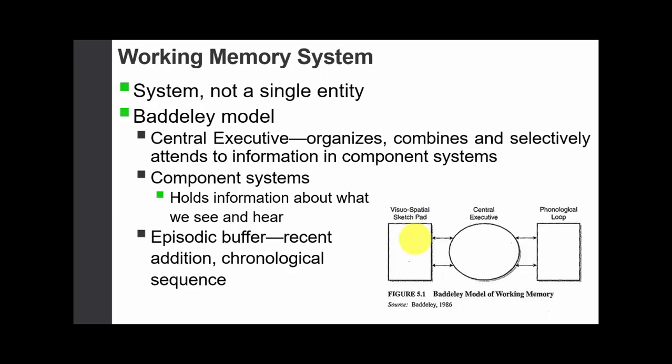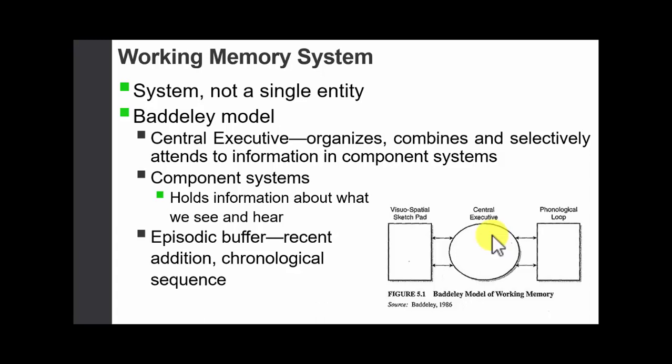Now, over time, that model eventually got adapted, and they added a third component to it. And this third component is called an episodic buffer. I don't really have it represented in this particular example, but the idea is basically you could imagine a third box on here. And the purpose of the episodic buffer is to put things into chronological order.